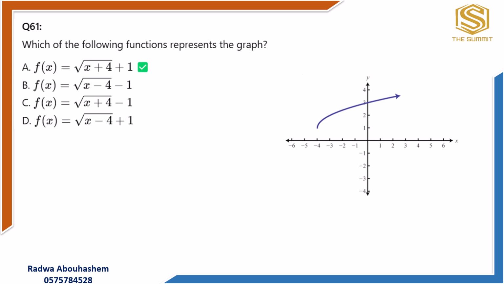Okay, here, which of the following functions represents the graph? Here we have a horizontal shift of 4 units and a vertical shift of 1 unit. So a shift of x to the left means it's positive, and the vertical shift is up 1 unit. So it's this one.